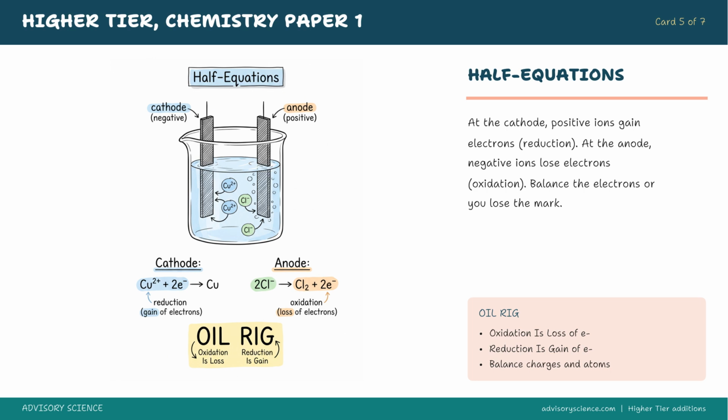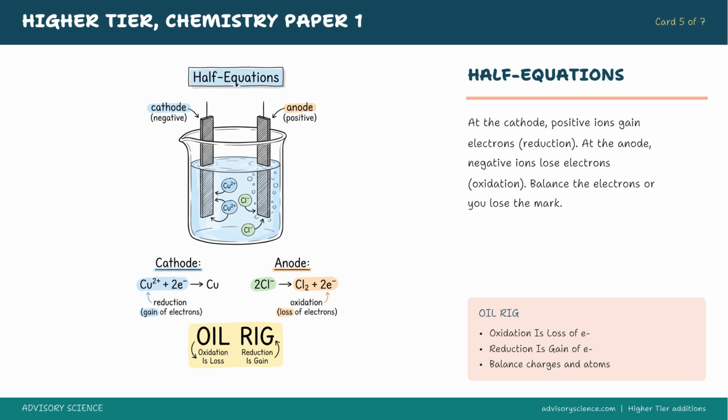Half equations in electrolysis. Now the trap is balancing the electrons. Students write the equation and they forget the electrons and therefore lose the mark. So the pattern is that at the cathode, positive ions gain electrons. Electrons go on the left of the arrow. At the anode, negative ions lose electrons, and electrons go on the right of the arrow.